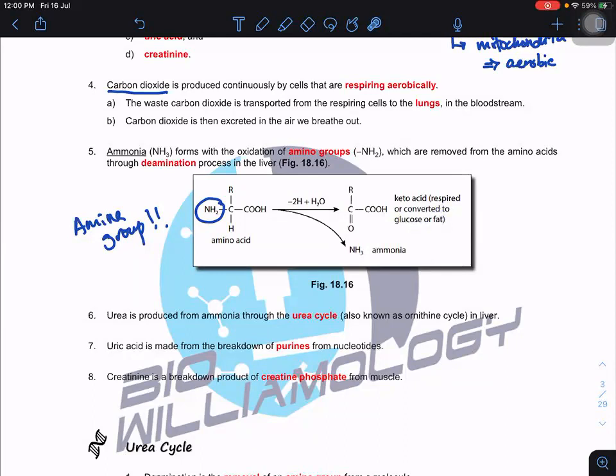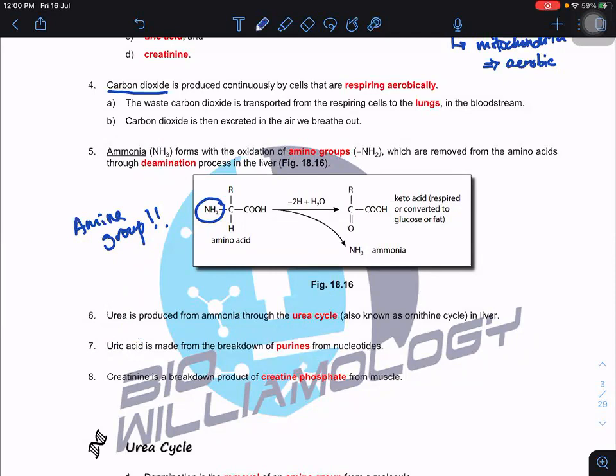Okay, so urea is produced. You can see that we produce urea from ammonia. From ammonia, we get urea. Later, I will tell you why. It is produced from the ammonia through the process called the urea cycle in the liver. Deamination also takes place in the liver. And uric acid is made from the breakdown of the purines from the nucleotides.